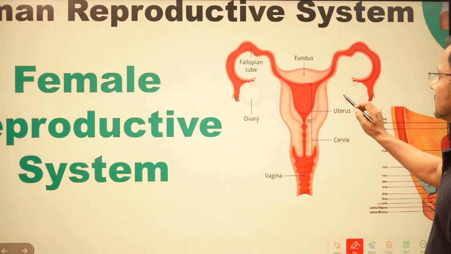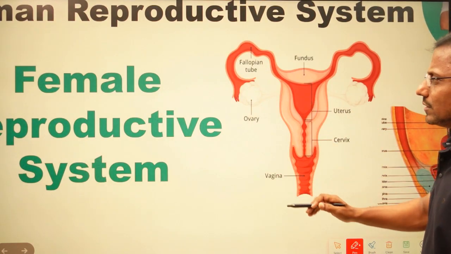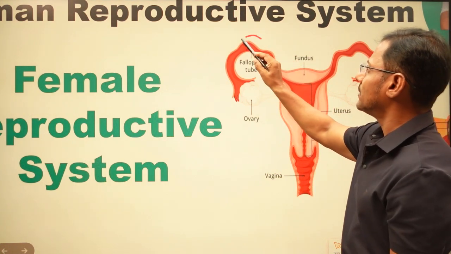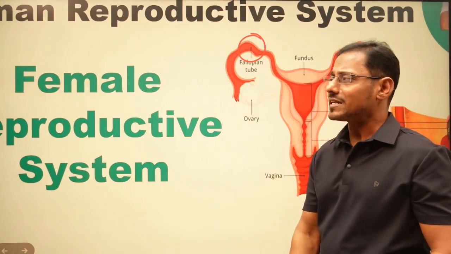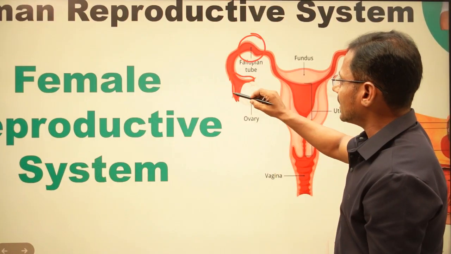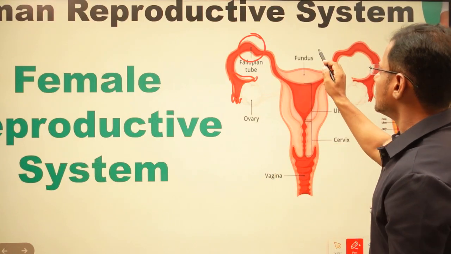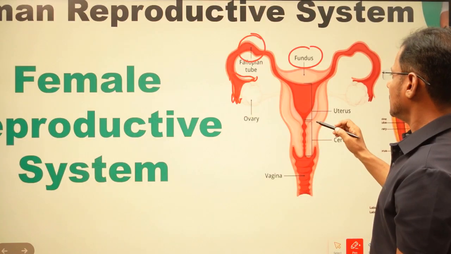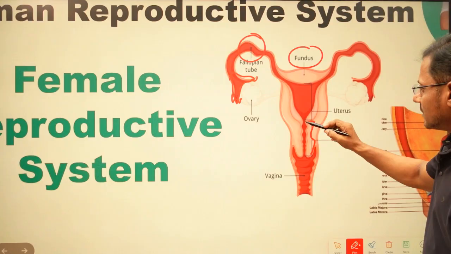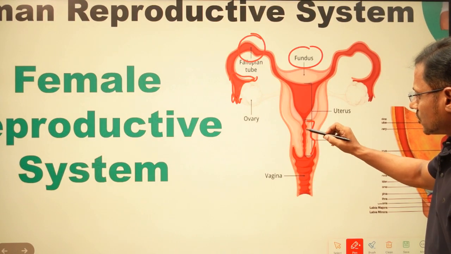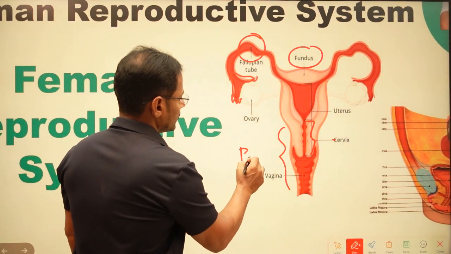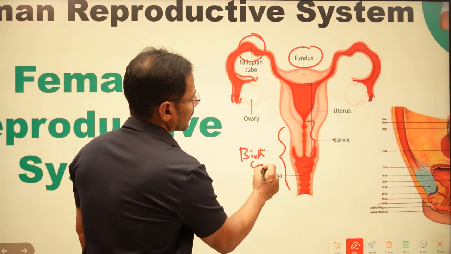These are the ovaries, this is the ligament by which the ovaries are going to be attached to the uterus, and this is the fallopian tube. This particular area of the fallopian tube is known as ampulla. This is the wider one, and this is the infundibulum, and these are the fimbriae. This is the fundus of the uterus, and this is the uterus, and this is the cervix. From here to here is the cervix, this is the cervical canal, and this is the vagina. So the vagina with the cervical canal, both together form the birth canal. This is the birth canal, right?